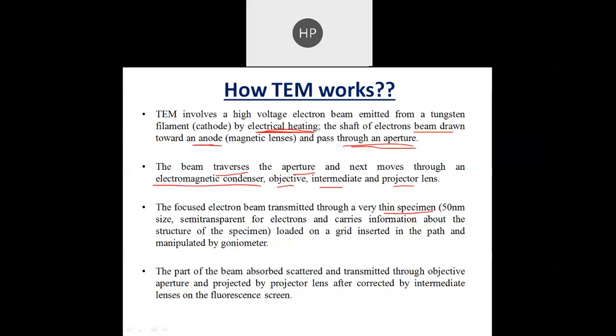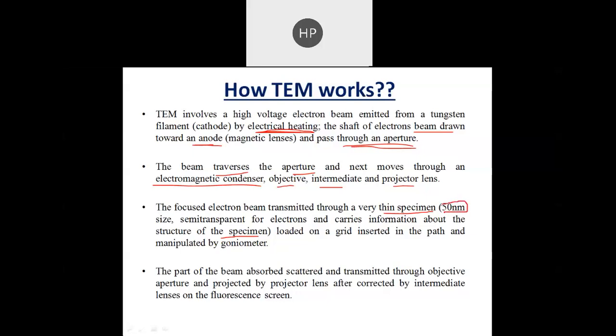The specimen generally has a size of 50 nanometers. It is semi-transparent for electrons and carries information about the structure of the specimen. Okay, so the specimen that we have to select is very important here, because it is very thin. You can see that it is only 50 nanometers.